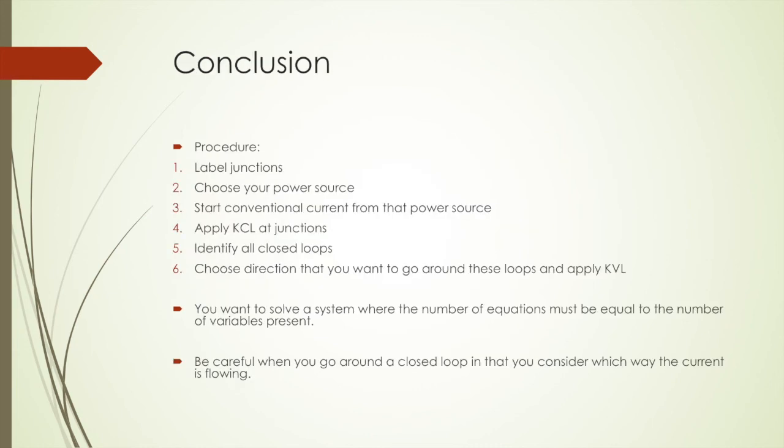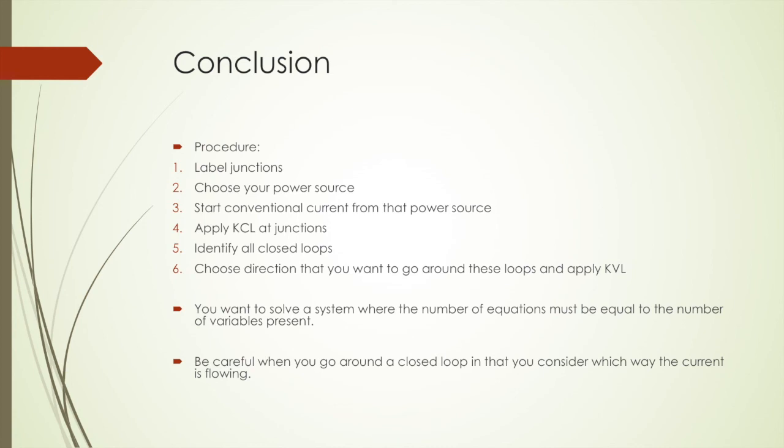So in conclusion, the procedure to use these current laws and voltage law in any circuit is that 1. Label a junction. 2. Choose your power source. 3. Start conventional current from that power source. 4. Apply KCL at junctions. 5. Identify all closed loops. And 6. Choose the directions that you want to go around these loops and apply the voltage law.